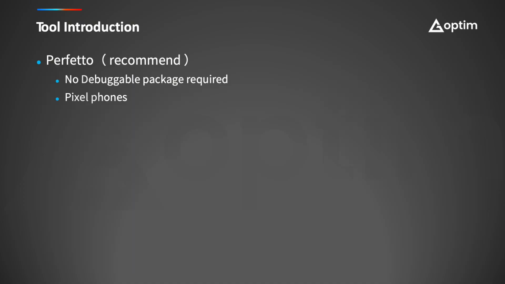Another important advantage of Perfetto is that the target application does not need to be debuggable. Even production games downloaded from app stores can be analyzed directly. Of course, there is still a device limitation. Power tracing currently requires Google Pixel devices.